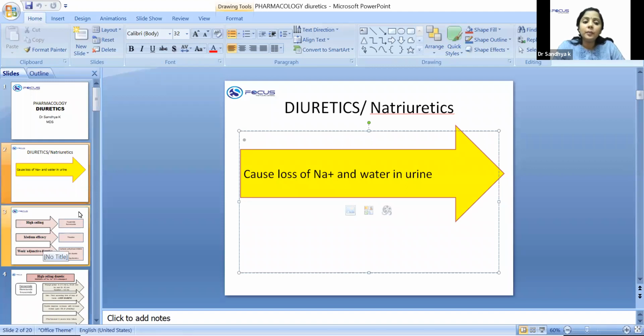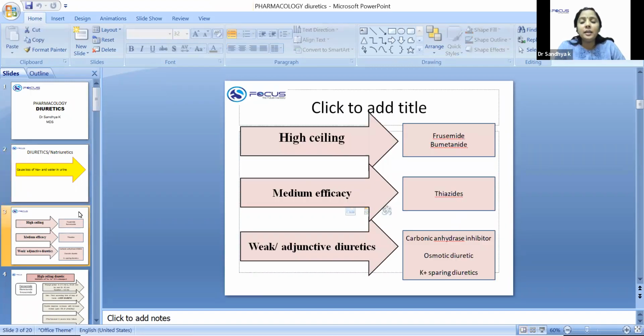Now, based on the efficacy of these diuretics, they are of three types: high ceiling diuretics, medium efficacy diuretics, and weak or low efficacy diuretics. Examples of high ceiling diuretics are furosemide and bumetanide. For medium efficacy diuretics, the main example is thiazides. The weak or adjunctive diuretics include carbonic anhydrase inhibitors, osmotic diuretics like mannitol, and potassium sparing diuretics.